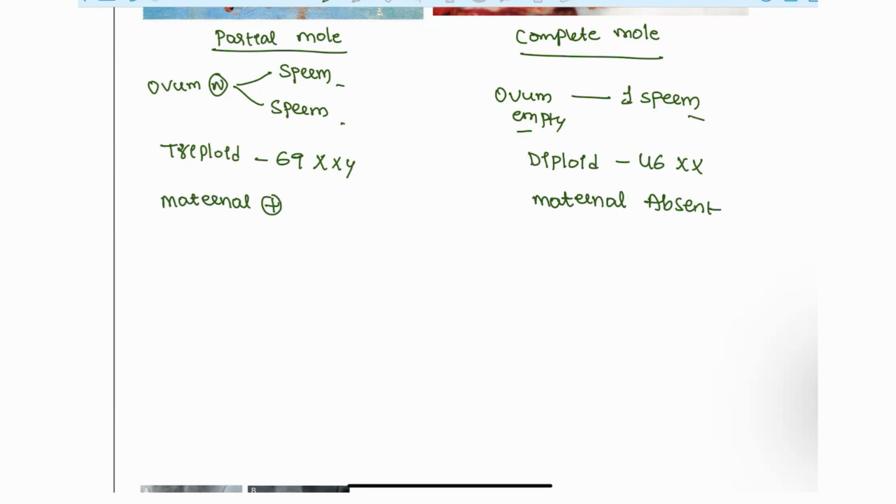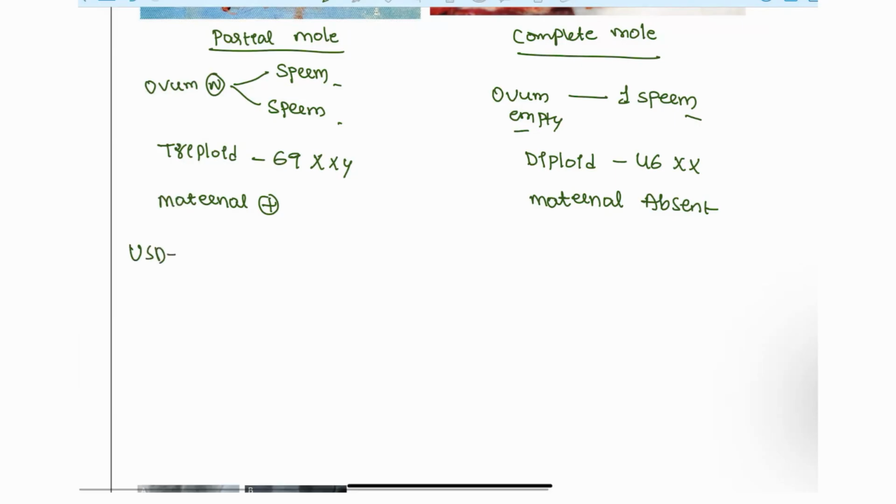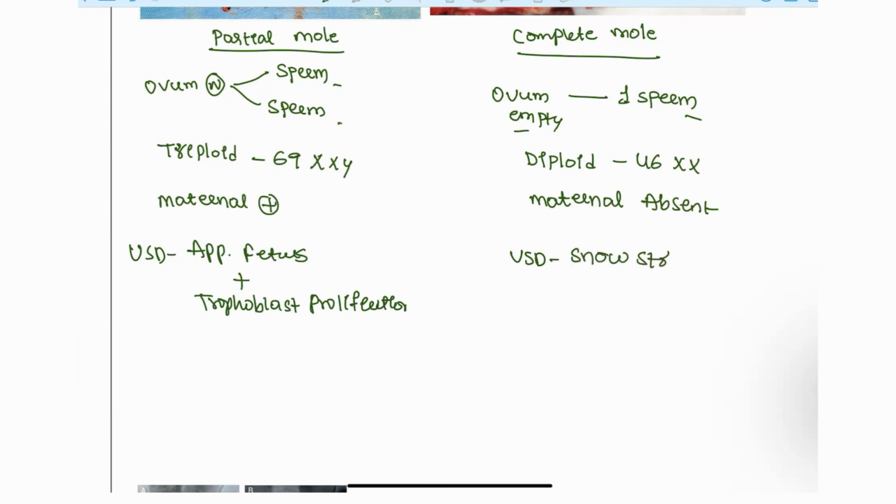Next, we also have the investigation of choice for this patient. What is the best investigation of choice? That is ultrasound. On the ultrasound, if you see the appearance of a fetus along with trophoblastic proliferation, then it is partial mole. And on the ultrasound, if you see only the snowstorm appearance and no fetus, this snowstorm appearance is due to trophoblastic proliferation only. That is seen in the complete mole. That is the first thing that you have to understand.